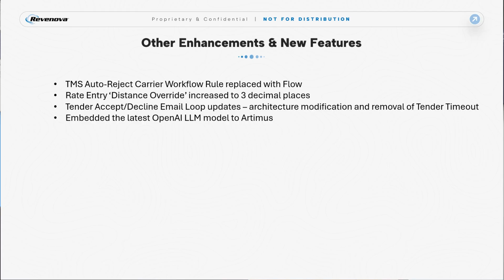And likewise, the third bullet point here is related to the tender accept decline email loop. So what we've done is we modified the architecture there such that when a tender is accepted via the email loop, carrier will no longer see the tender timeout clock, the countdown in the upper right-hand corner. So that kind of alleviates perhaps some of the confusion that might have otherwise occurred.